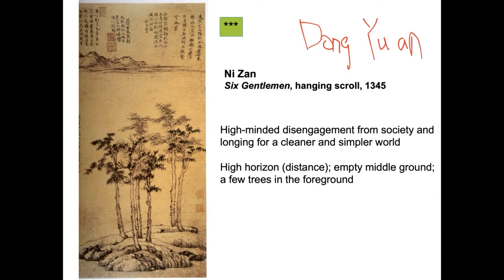So Ni Zan is a purist. You will see what the purist means. He didn't even delineate the waves. This is the foreground, like an island. All of this is the river or the lake. Then you have a little bit of mountains.